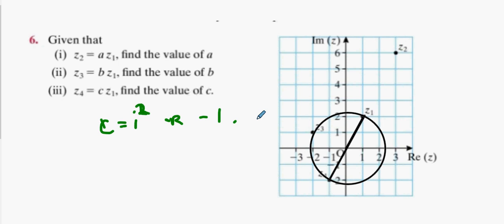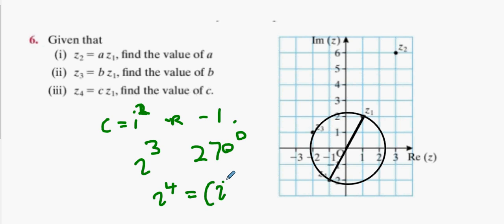Does i just rotate by 90 degrees anticlockwise? Yes, and i squared is 180. i cubed will be 270 degrees. And i to the power 4 rotates you all the way 360 degrees. Because i to the power 4 is i squared squared, which is minus 1 squared, which is just 1. Actually does nothing to your original position. You just stay where you are. Everybody okay with that? Alright, let's go for question 9.